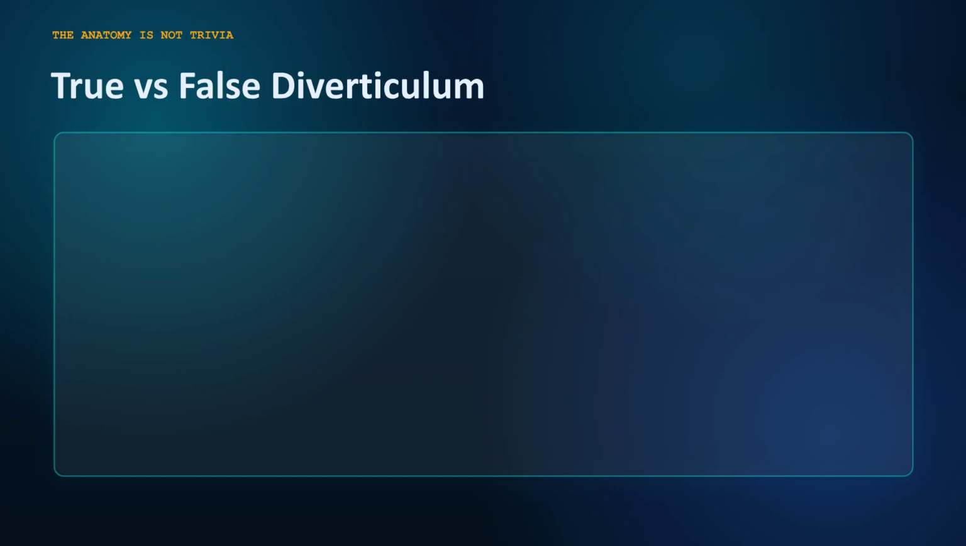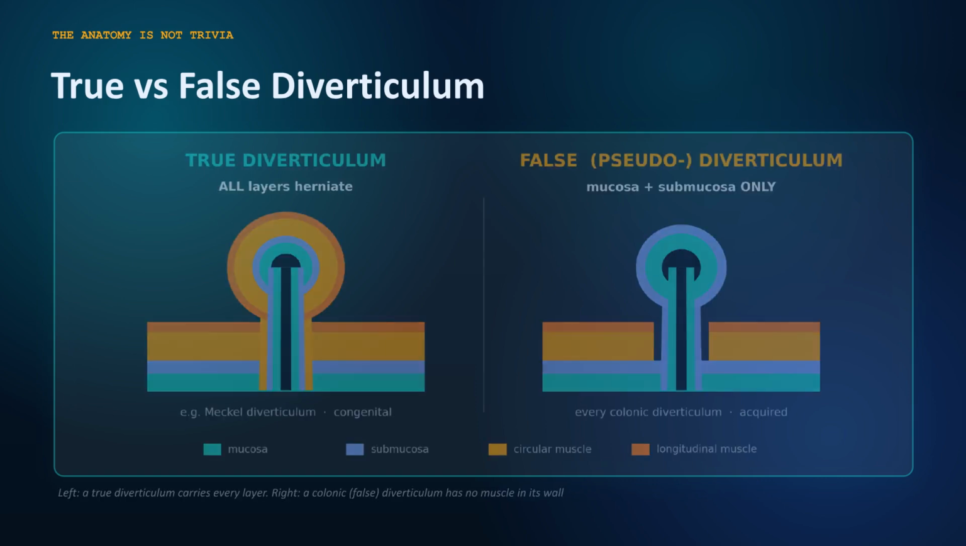And this anatomy is not trivia for the boards. It is the whole clinical story. A pouch with no muscle in its wall is thin. It cannot contract. It cannot empty itself. And thin walls tear and bleed. So when someone says diverticulum on rounds, your first question should be which kind.